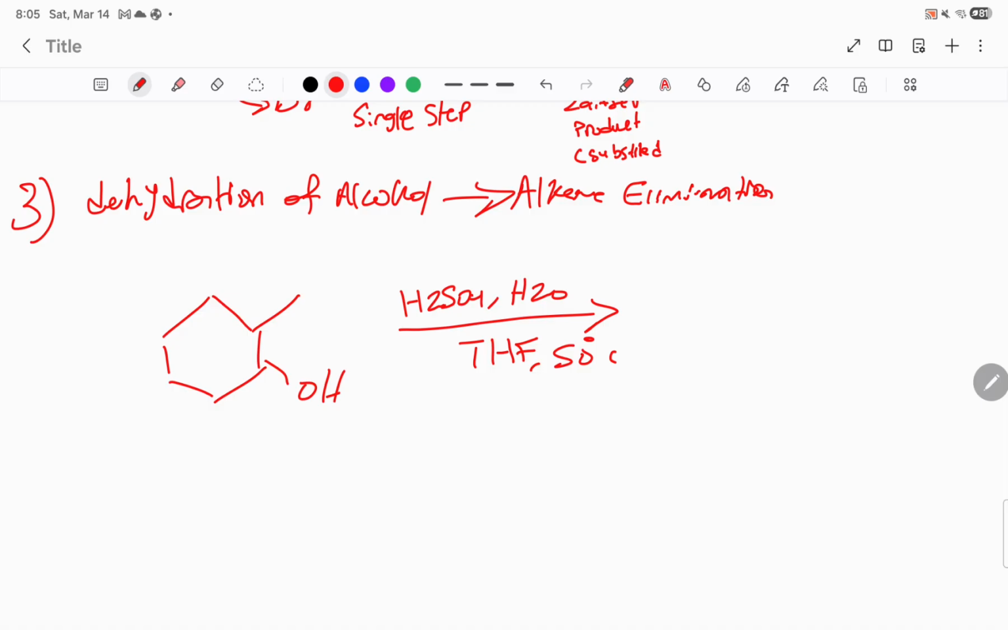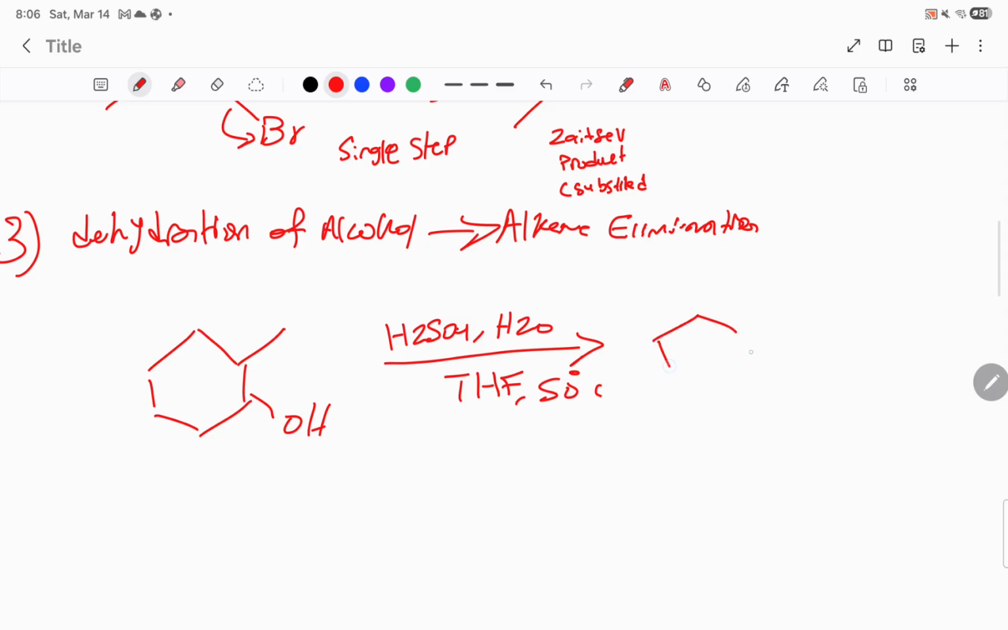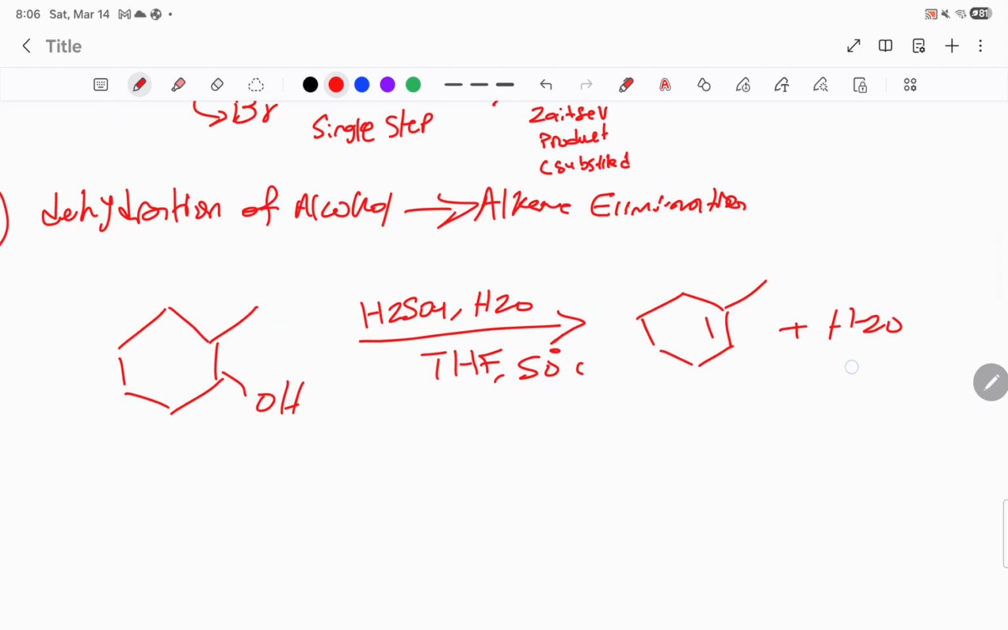So, you need an alcohol starting material, and you need a strong acid. You could also use H3PO4 here. But it is done in aqueous solution, and sometimes we say it's performed in aqueous THF. This is our reaction conditions. Heating is required, 50 degrees Celsius. And you will get this product right here: you would generate your alkene, and of course, you make water.